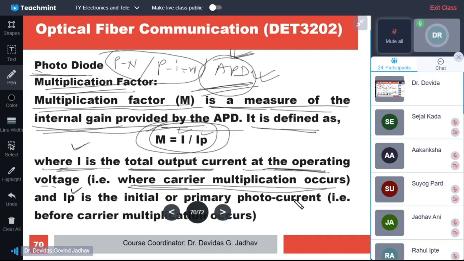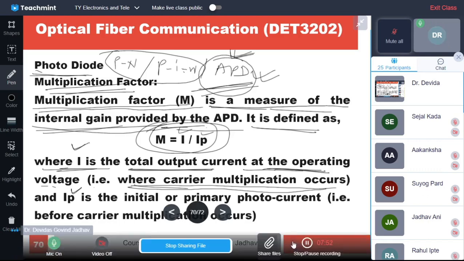So if you take the ratio, after carrier multiplication the I current is there, before carrier multiplication the IP current is there. So after carrier multiplication divided by before carrier multiplication will give the multiplication factor. So M is equal to I upon IP. This is the multiplication factor. And as we have discussed, this may range to 10 raised to 4. Okay, this is the multiplication of the photodiode.